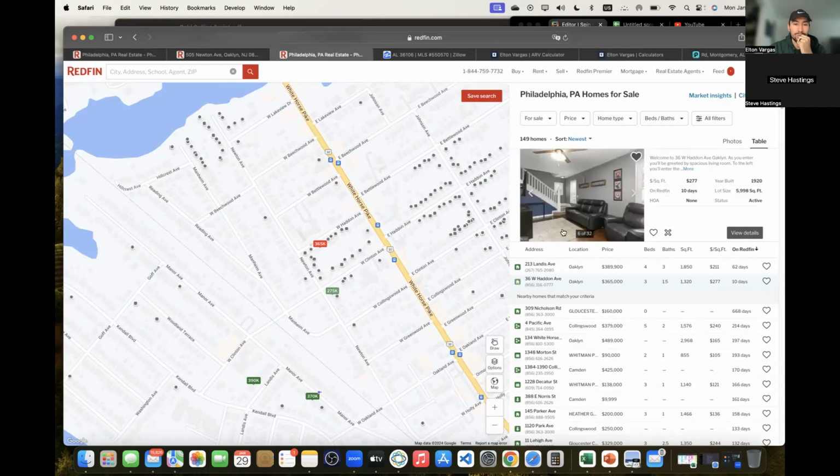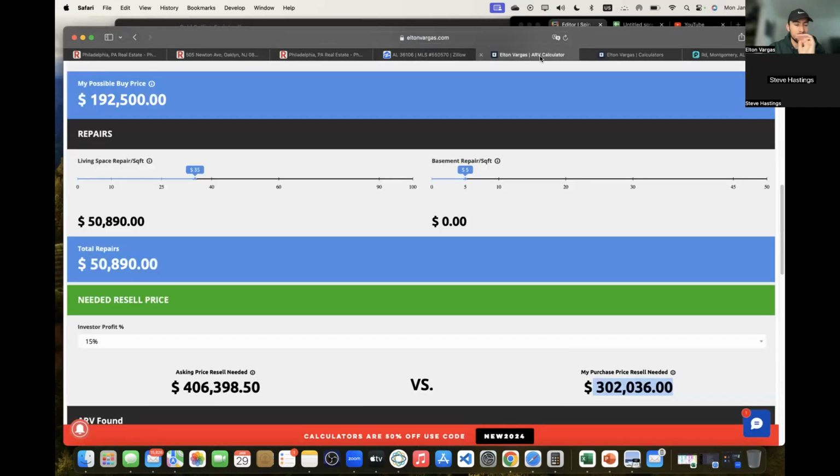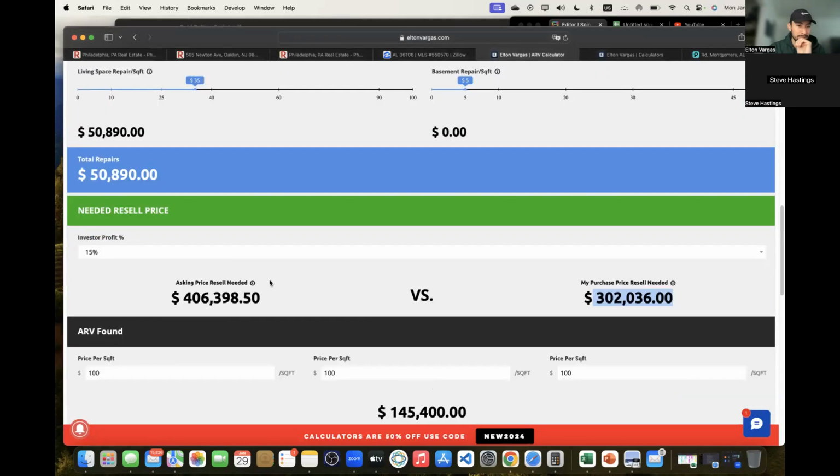But basically, this is why we have to bring the property up to this standard. So this property is smaller, 1320. What's the square footage? 277, and it's been listed for like 10 days. So this is basically the standard that we have to bring the property to, because that property is already fully updated.